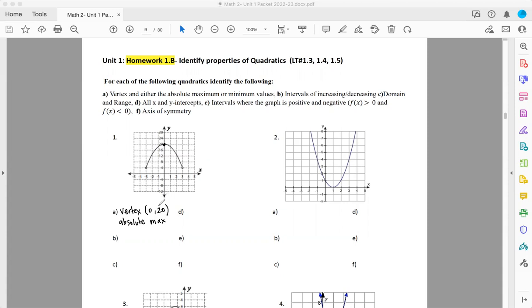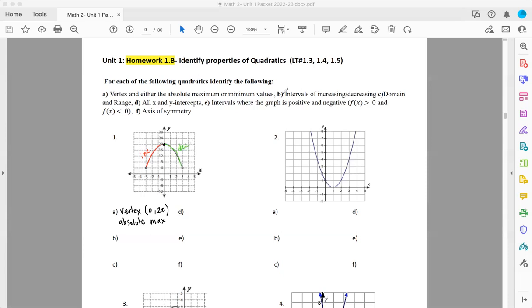B, intervals of increasing and decreasing. So where is the graph going upward? That's increasing. Where is the graph going downward? To revisit, this portion of the graph is where the graph is going upward, so it's increasing on this interval. And this portion of the graph, in green, is where the graph is going downward, or decreasing.